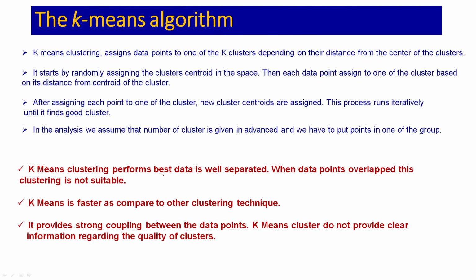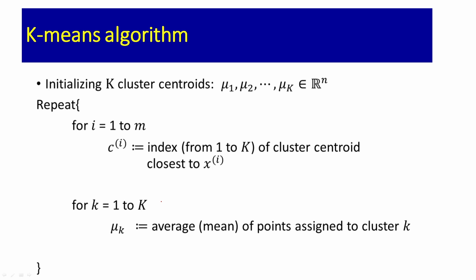K-means clustering performs best if the data are well separated. When data points overlap, this clustering is not suitable, and it is faster as compared to other clustering. It provides strong coupling between the data points, and k-means does not provide any clear information regarding the quality of the clusters. These are all problems. That is why k-means clustering cannot always be used.